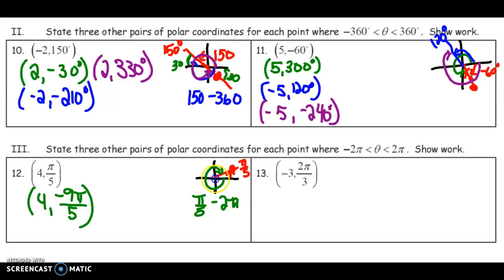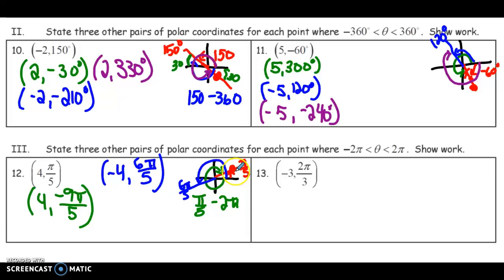Now I'm extending my line back. If this was pi over 5, pi plus pi over 5 gets me 6 pi over 5. So I could go backwards at 6 pi over 5. And that's this angle here.